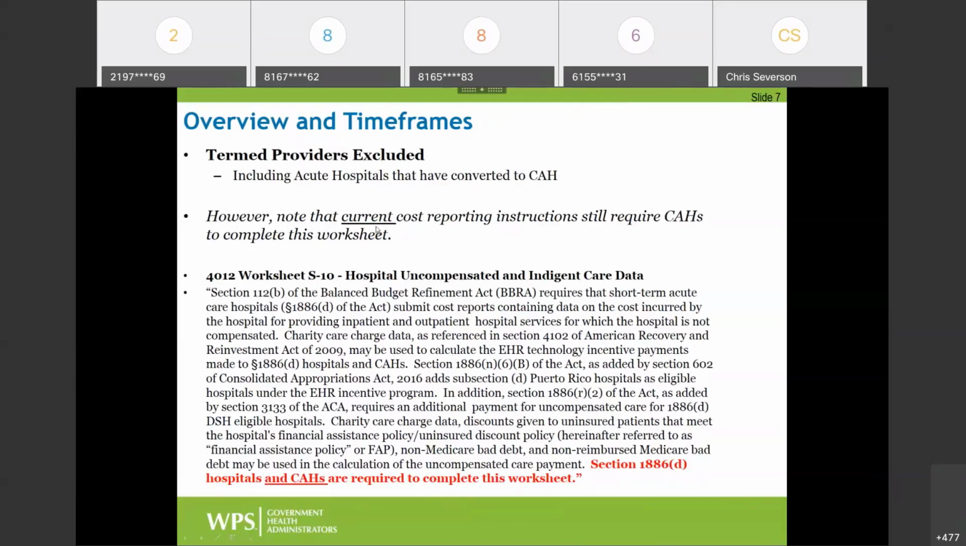On that note, though, I do want to mention there is one interesting thing about the worksheet. Yes, I'm going to try to mute everybody again. I don't know what's going on here.